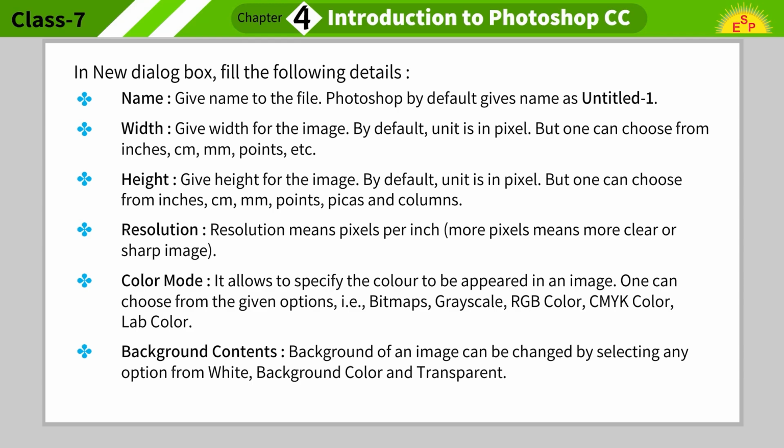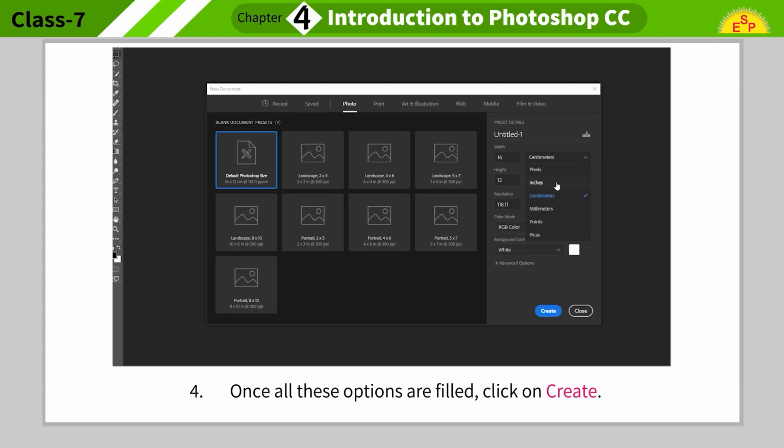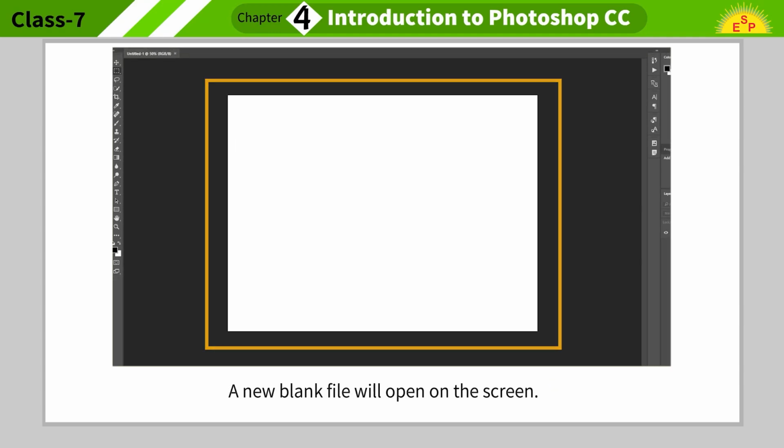Color mode. It allows you to specify the color to appear in an image. One can choose from the given options, that is, bitmap, grayscale, RGB color, CMYK color, and Lab color. Background contents. The background of an image can be changed by selecting any option from white, background color and transparent. Step 4. Once all these options are filled, click on Create. A new blank file will open on the screen.